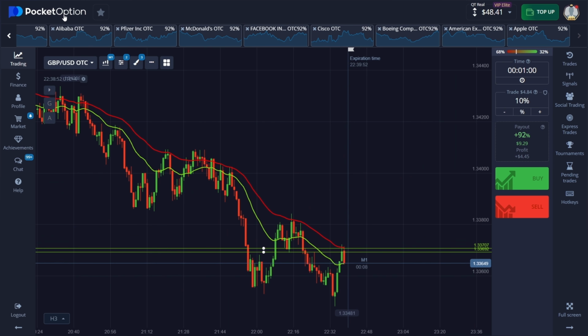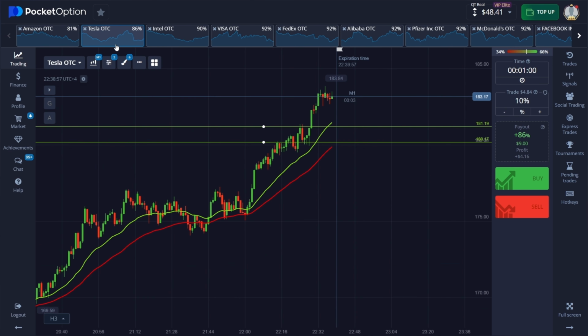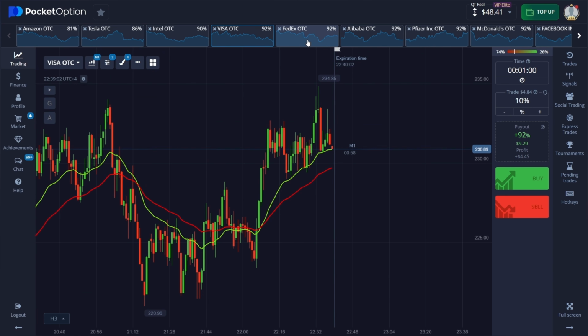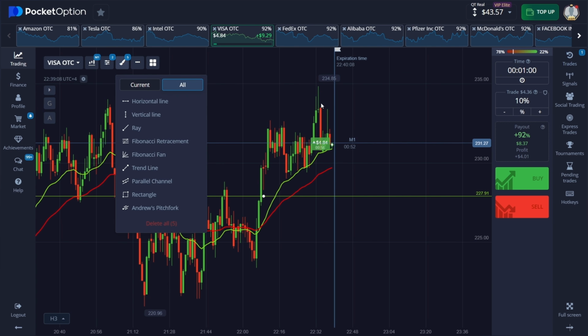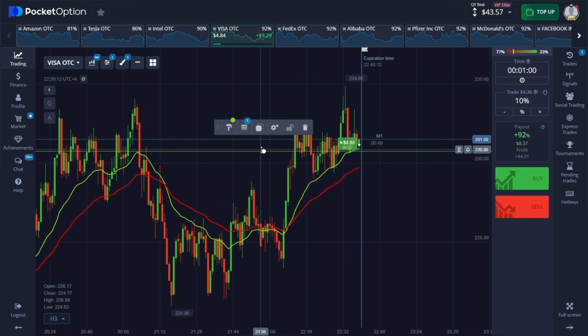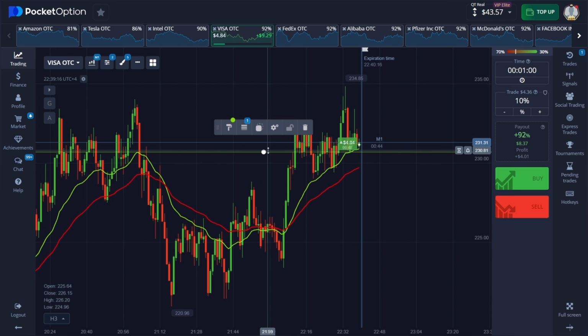No problem. Let's find another trade in stocks. Okay, it looks like a good trade on Visa OTC, and I placed a trade for an upside move based on the moving average. You can also see a support level here, which adds to the confluence. I placed a trade for the upside move, and it's going in our favor. It looks like a good win.